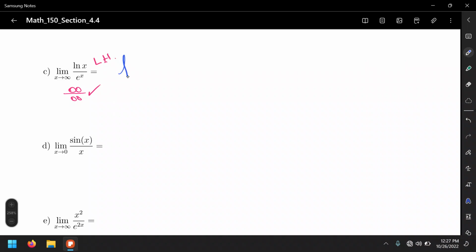So, okay, limit. What's the derivative of ln x? 1 over x divided by the derivative of e to the x, which is itself e to the x. So we're done using L'Hopital's rule. X approaches infinity. And before checking the direct substitution, don't do that yet. Number one, how about simplifying this expression?